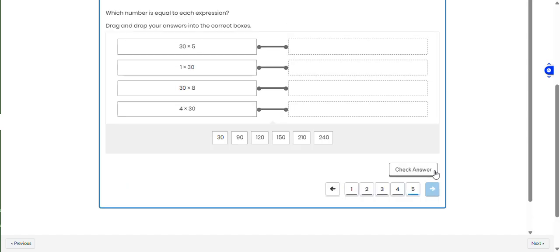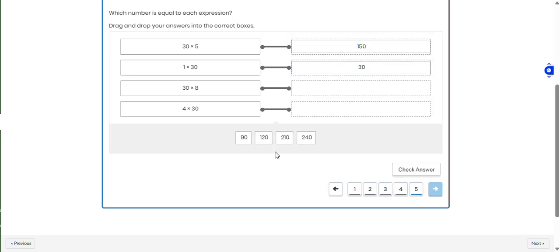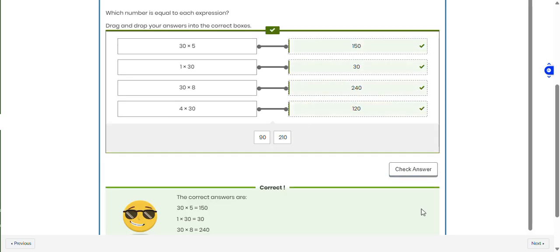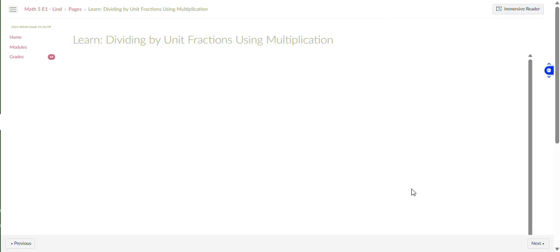30 times 5 is 150. We're gonna get all of these right. 4 times 30 is 120. And now you see, I learned all my math facts to 30.